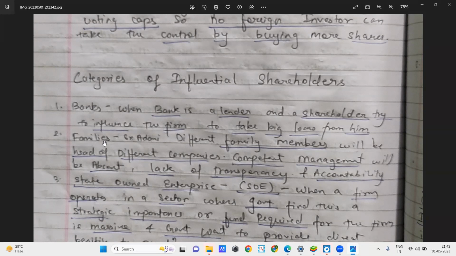The second one is the families, for example, a family corporation having a family structure, which means most of the important positions like the CFO, the COO, or the CEO will be filled by their own family members. So this gives an image of lack of transparency and accountability. No one is held accountable because they are all family members.